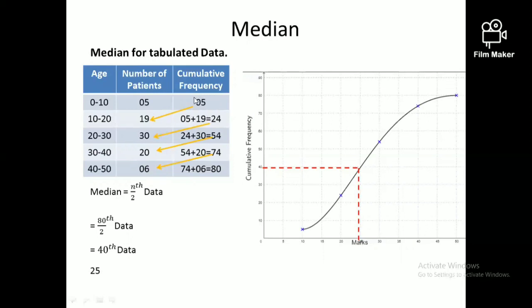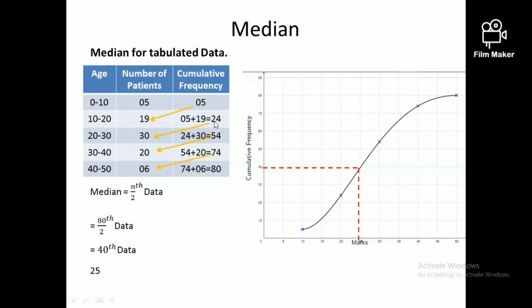Then where do you have to mark this 5? Over 0, or over 10, or over the midpoint? Here, the cumulative frequency shows that up to 10 there are 5 data. Therefore, you have to mark this 5 over the upper boundary. That is most important. Remember that in a cumulative frequency graph, you have to mark on the upper boundary.